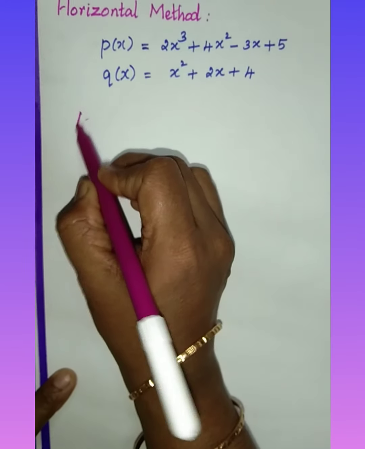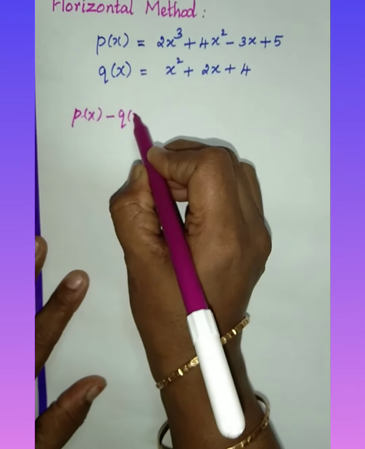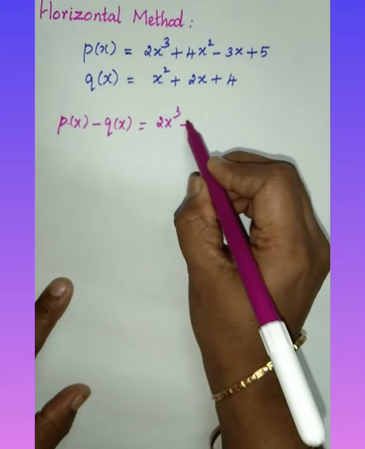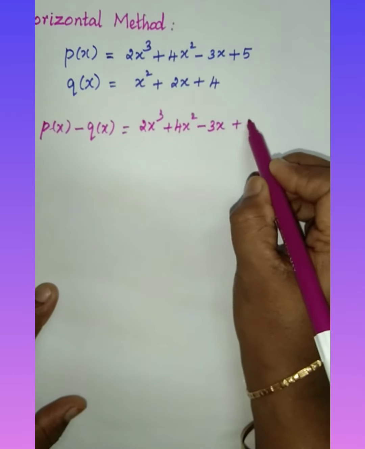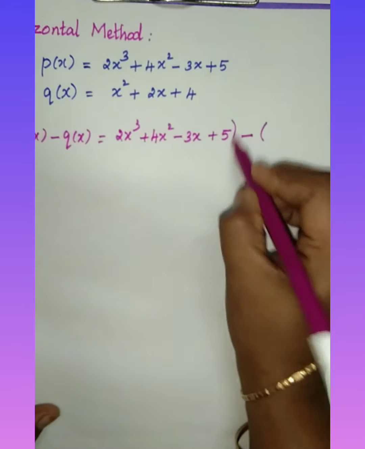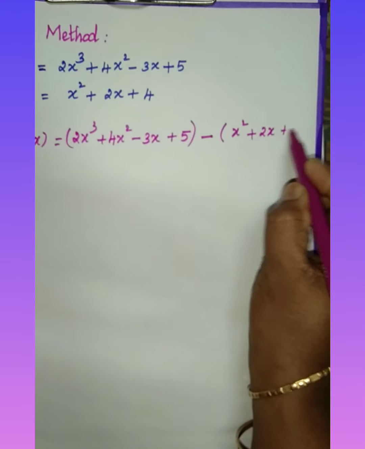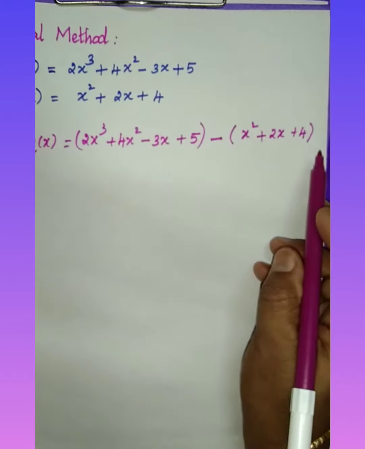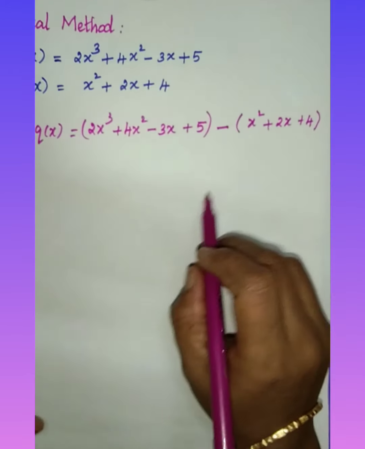That is P of x minus Q of x equal to 2x power 3 plus 4x square minus 3x plus 5 minus second term is x square plus 2x plus 4. Bracket is very important in horizontal method of subtraction.